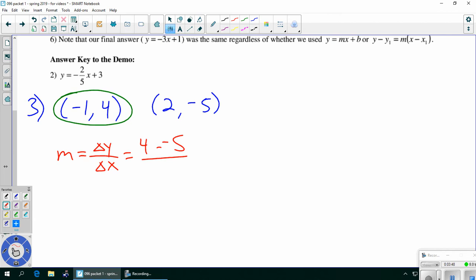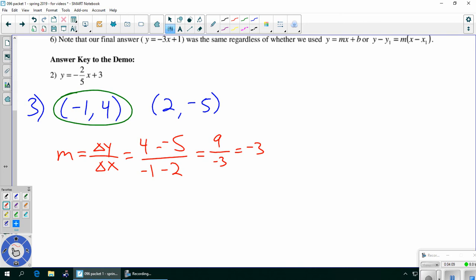Over, and then we'll subtract the x's in the same order. Because I did the 4 first, I have to do the negative 1 first. Negative 1 minus 2. Notice the slope is a single fraction. It is not 2 fractions subtracted from each other. 4 plus 5 is 9. Negative 1 minus 2 is negative 3. So the slope here is 9 divided by negative 3, or just negative 3.